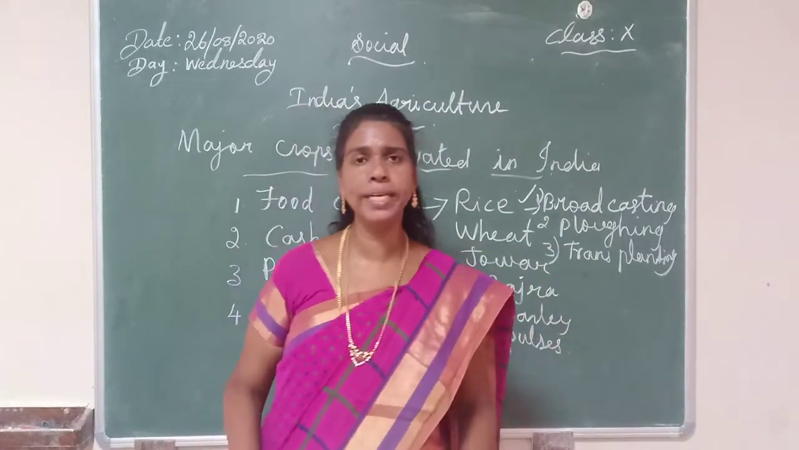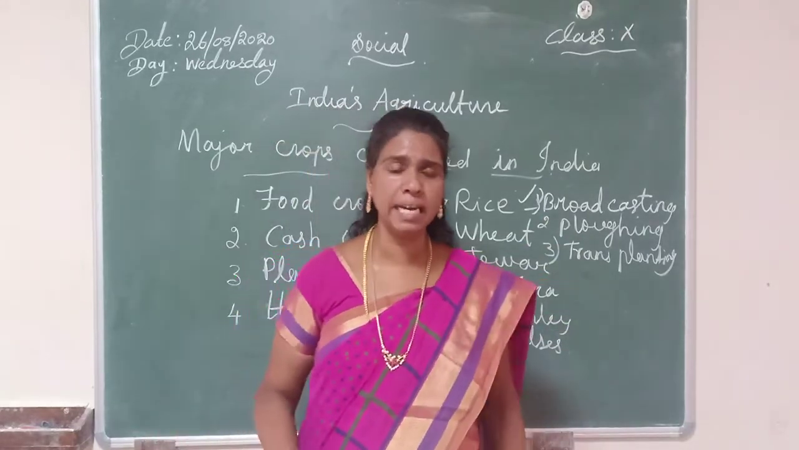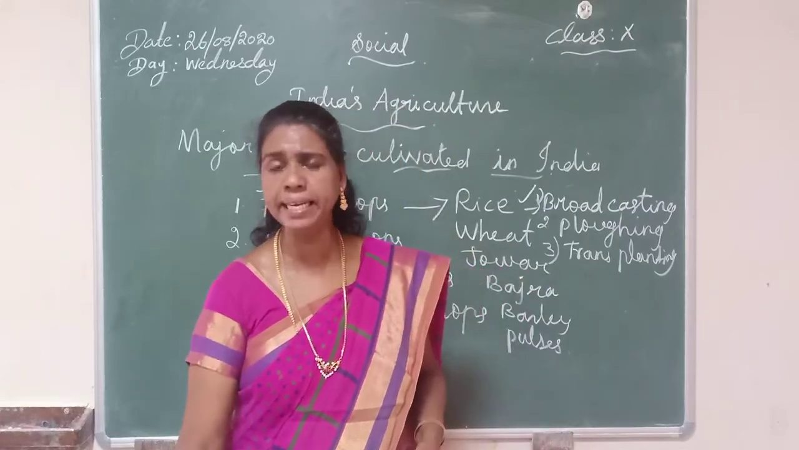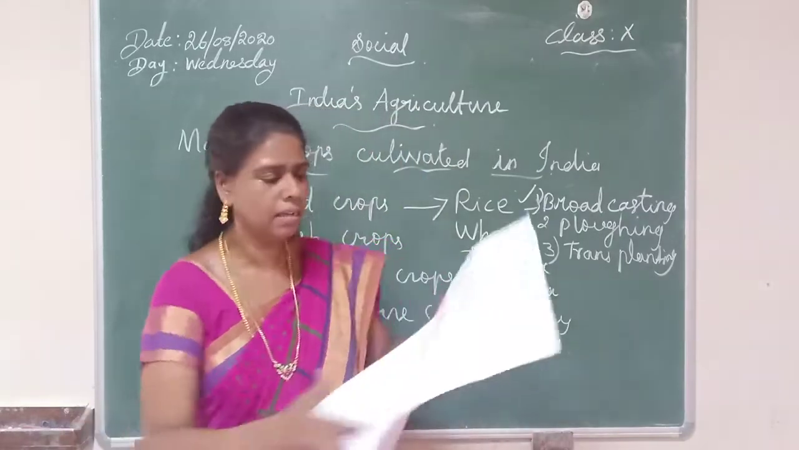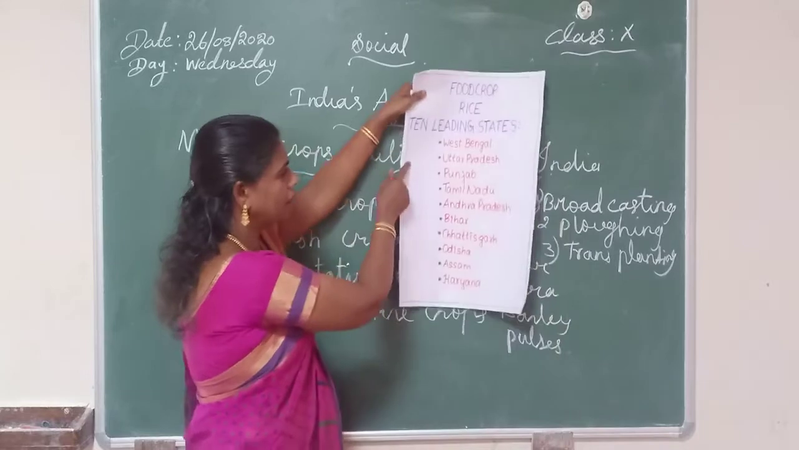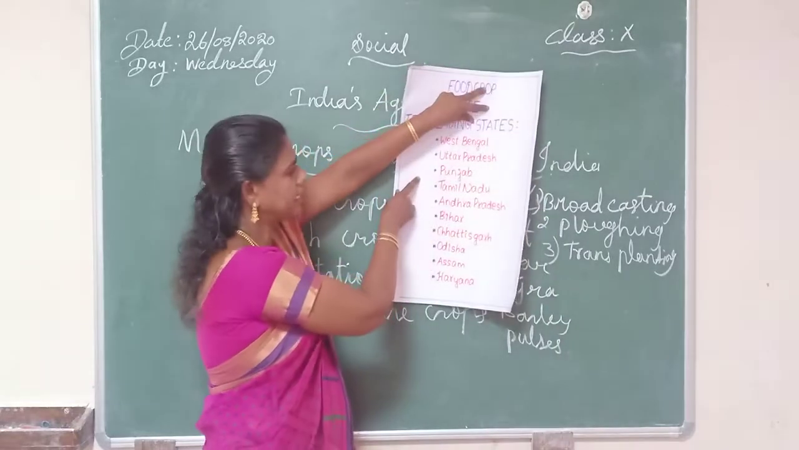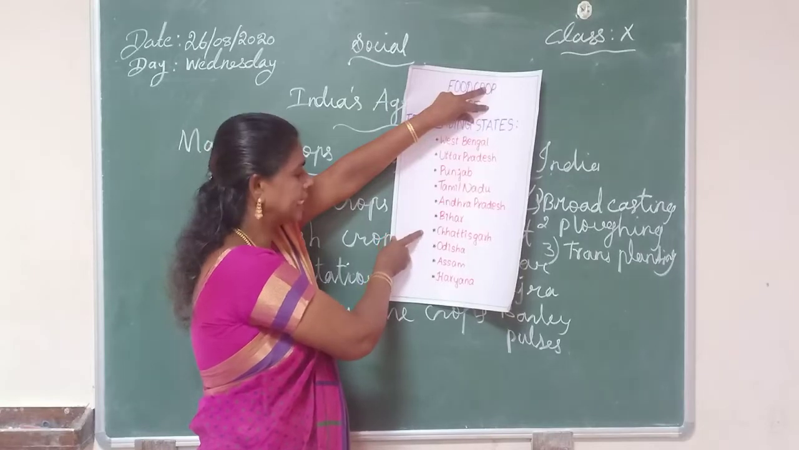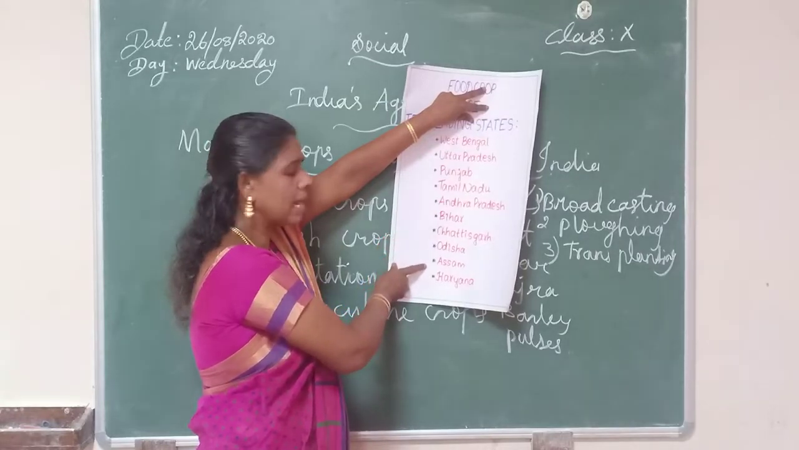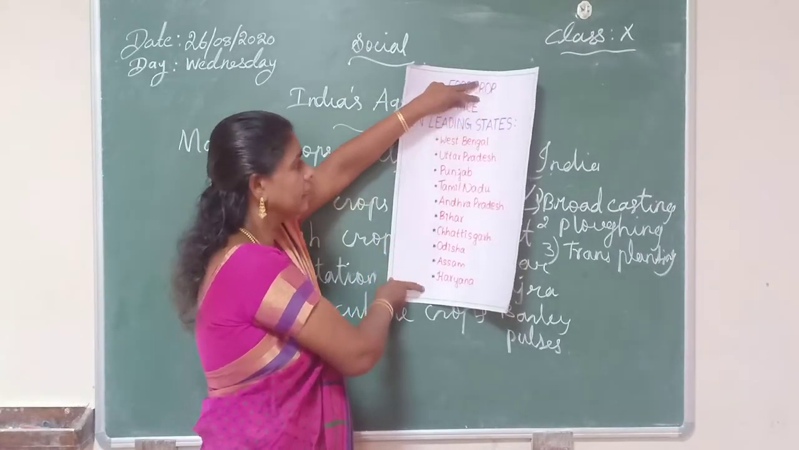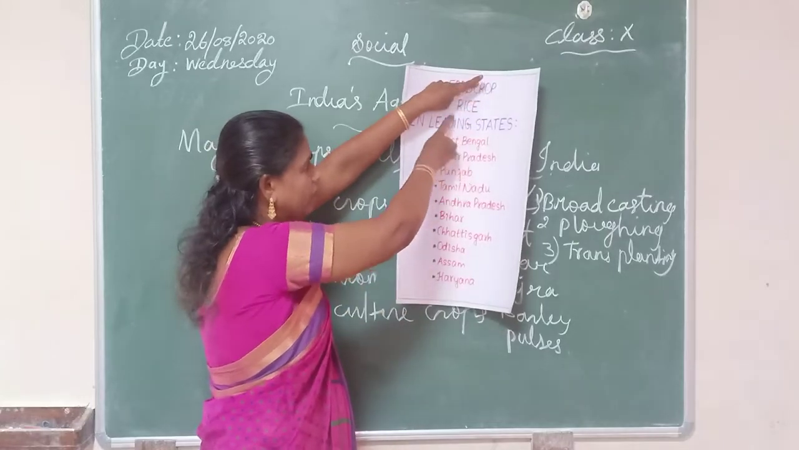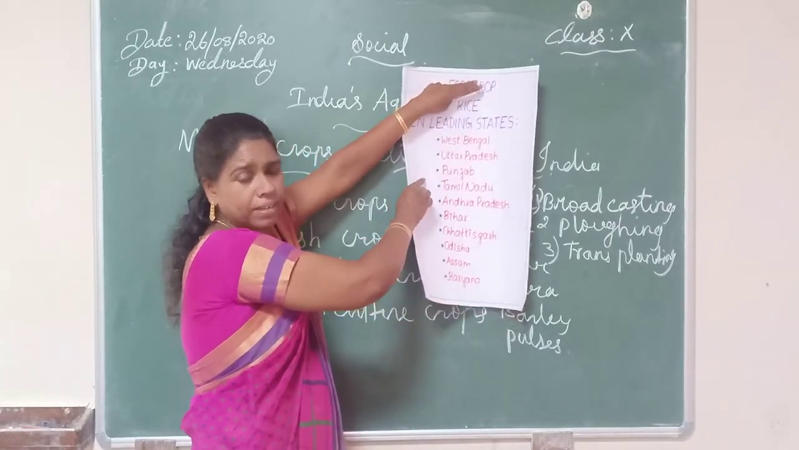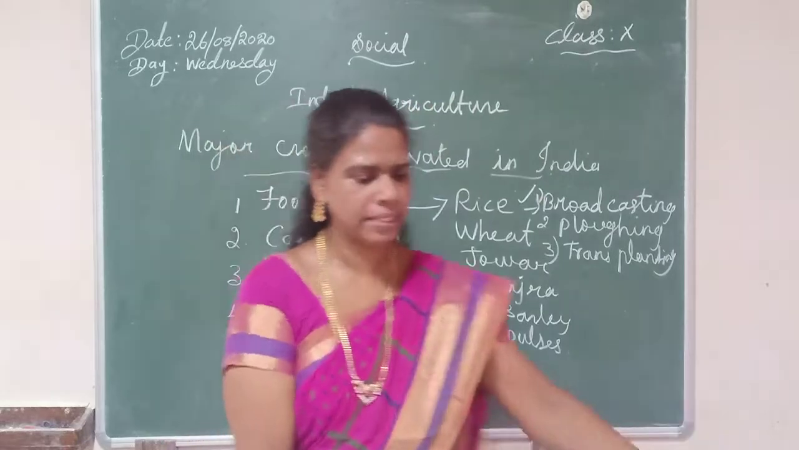Also in India, some states cultivate rice. The leading rice cultivation states are, listen here, West Bengal, Uttar Pradesh, Punjab, Tamil Nadu, Andhra Pradesh, Bihar, Chhattisgarh, Odisha, Assam and Haryana. These are the leading states of rice cultivation. Okay, then the next one is wheat.